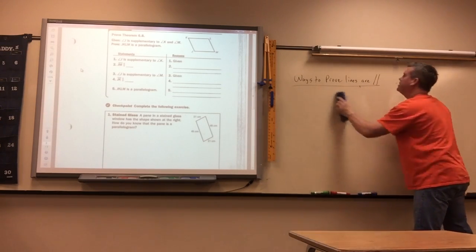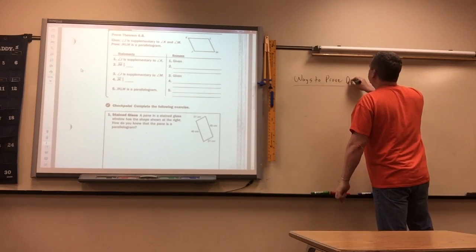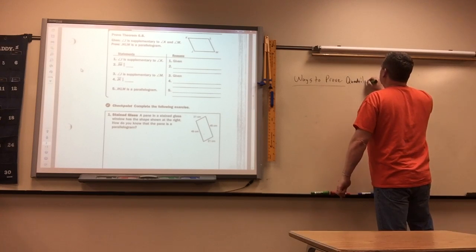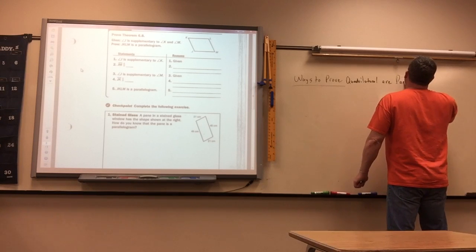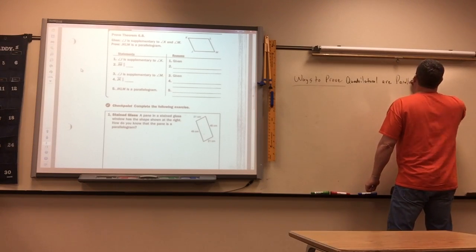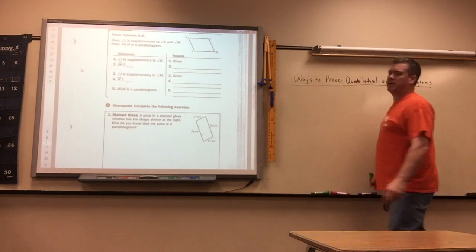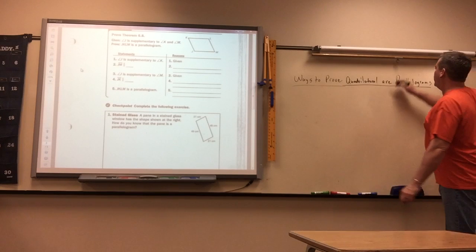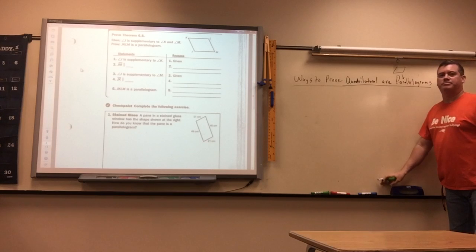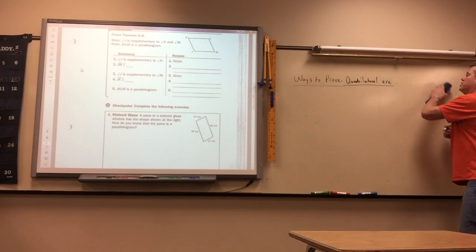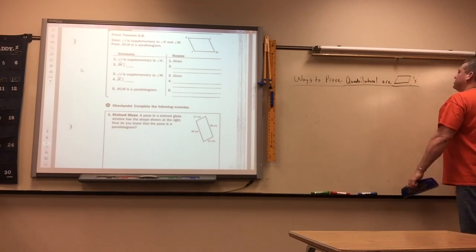We're not proving lines are parallel. These are ways to prove quadrilaterals are parallelograms. Instead of writing the word parallelogram all the time, you can just put a little parallelogram. Okay? So you don't have to write it out. And then just apostrophe S.